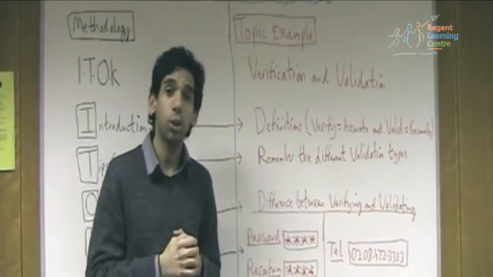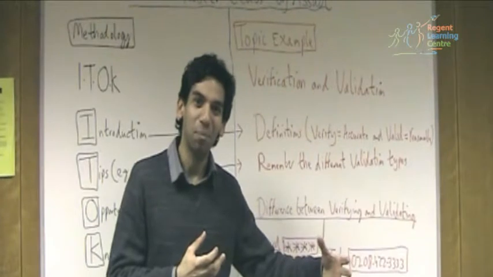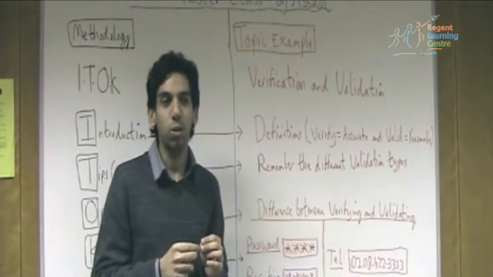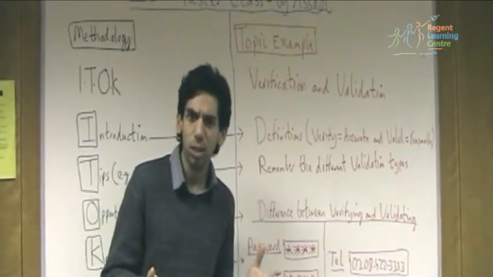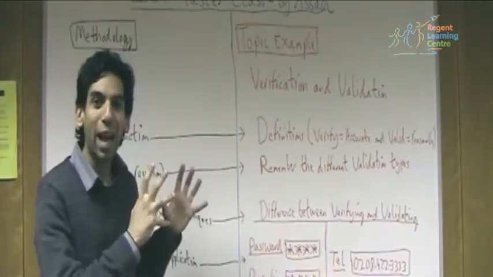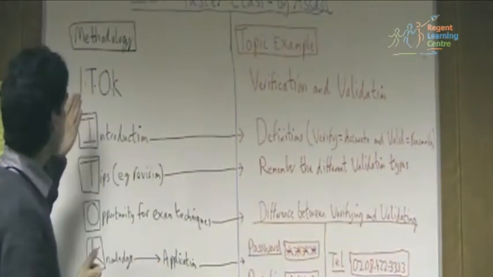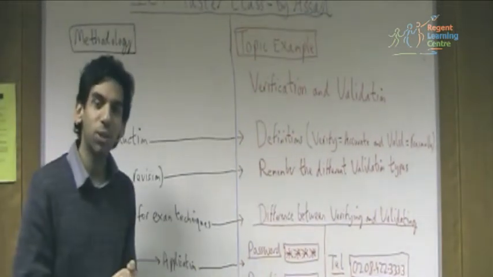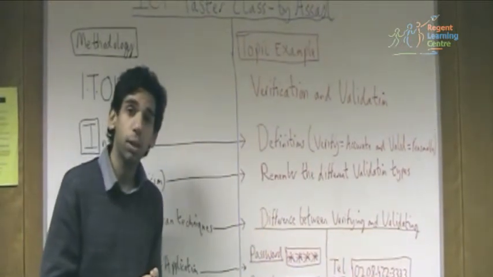Effectively, all of that knowledge has to be applied onto what? Applied onto exam papers. And that's, at the end of the day, the bottom line. Because you can have all this knowledge, but you have to apply it towards certain case studies, certain examination papers, etc. Okay? So now that we've gone through the methodology, which is ITOK, let's apply it to this class. And the class topic is verification and validation.